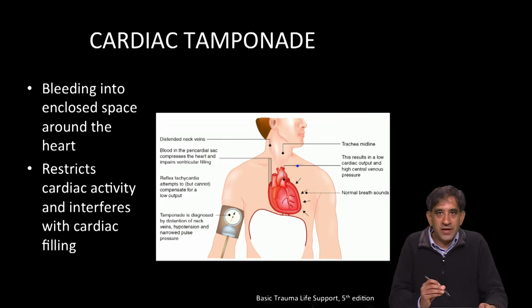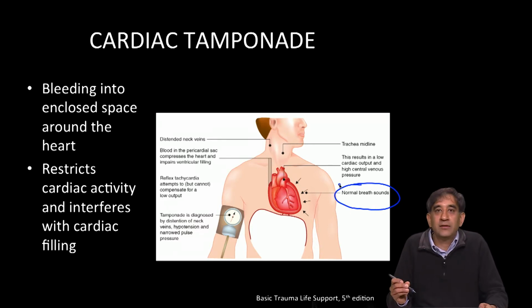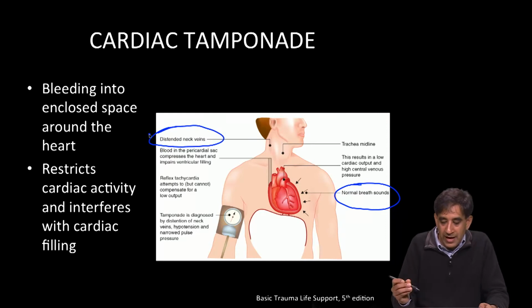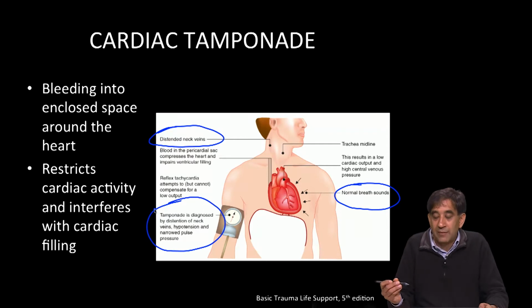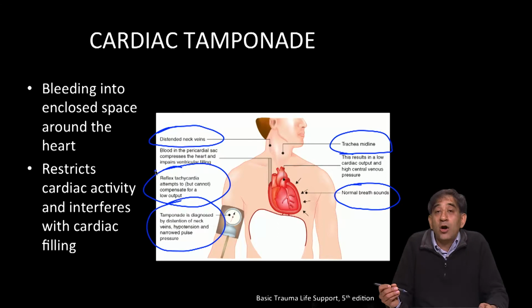How do you differentiate this from the other causes of shock, such as tension pneumothorax? Unlike tension pneumothorax, these patients generally, unless there's another injury, will have normal breath sounds. However, like tension pneumothorax, they may have distended neck veins, and eventually they will develop shock and potentially die. Their tracheas are usually midline, and they may develop a tachycardia as a result of the accumulation of fluid within their pericardial space.